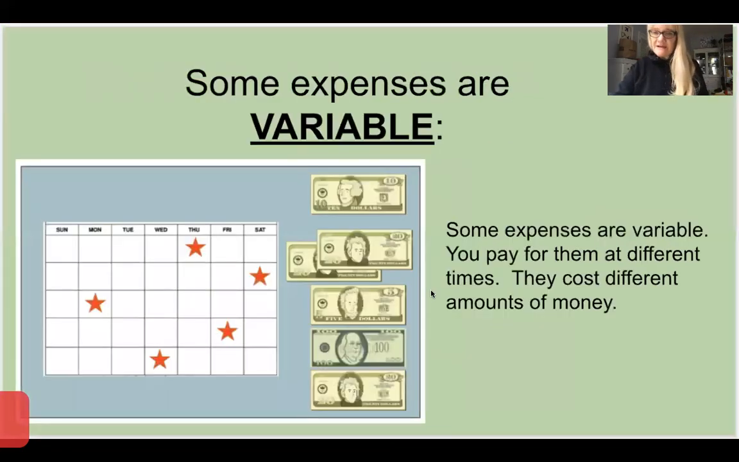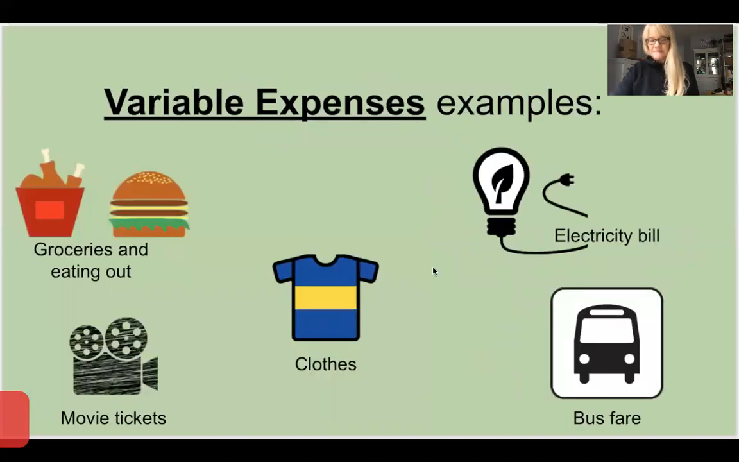Some expenses are variable, they change. You pay for them at different times, and they cost different amounts of money. Here are some examples of variable expenses. When you go to the grocery store, it doesn't cost the same every time. Sometimes it costs $40, sometimes it costs $100. It really depends on what you're going to eat or how many people are going to be coming over. It depends. Clothing costs different.